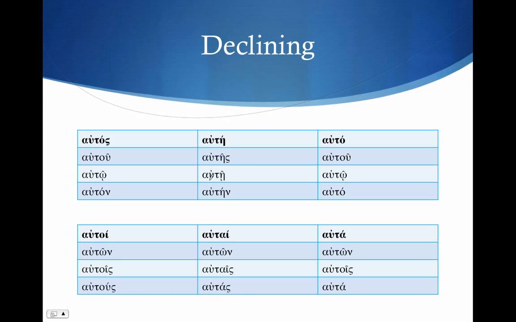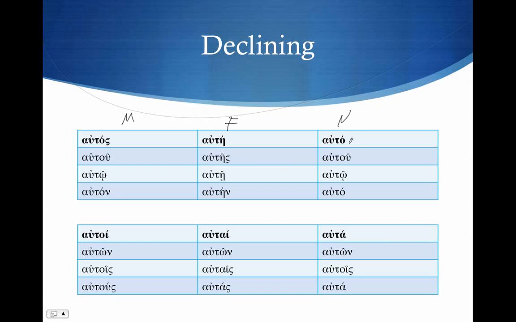But first, to decline it, like I said, it declines like a first and second declension adjective, masculine, feminine, neuter here. So αὐτός, αὐτοῦ, αὐτῷ, αὐτόν, αὐτοί, αὐτῶν, αὐτοῖς, αὐτούς. Feminine, αὐτή, αὐτῆς, αὐτῇ, αὐτήν, αὐταί, αὐτῶν, αὐταῖς, αὐτάς.